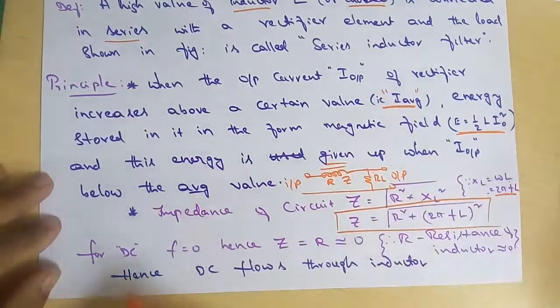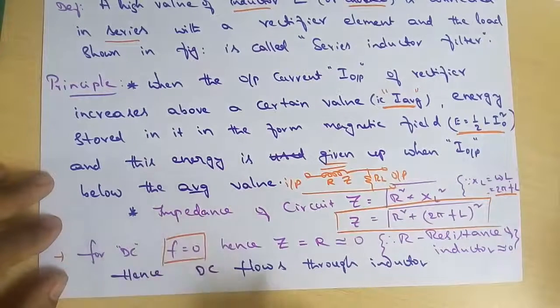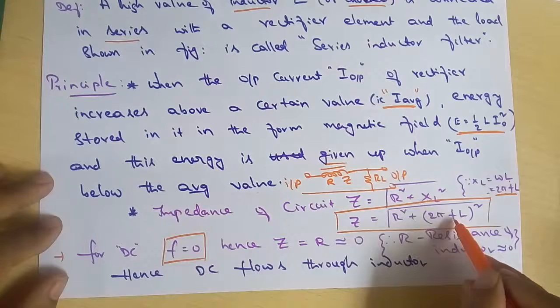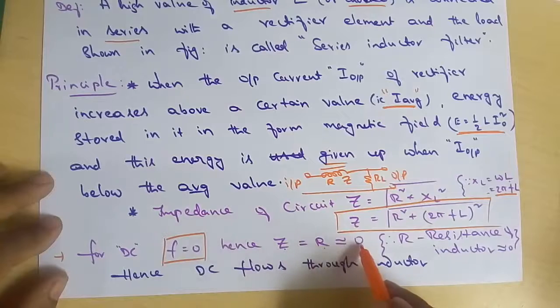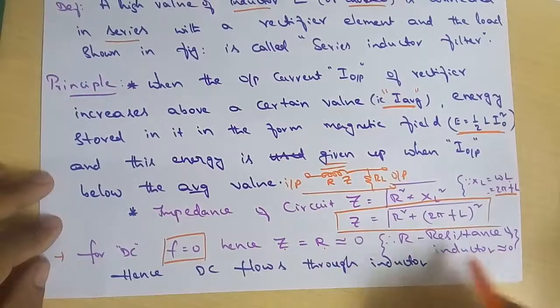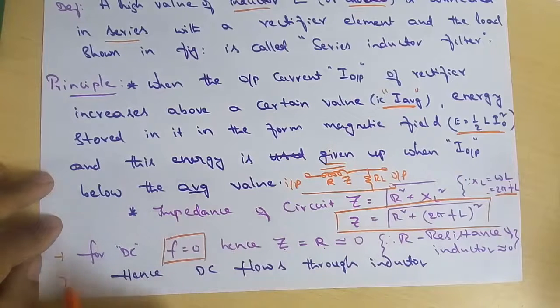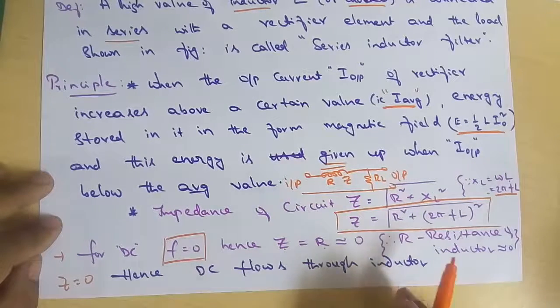Understanding? So now first we apply DC. What do we come to know? For DC, f is 0, no frequency. So R already 0 and f also 0 means Z is equal to R is equal to 0. Why? Because the resistance of the inducting coil or choke becomes 0. Due to that reason there is no impedance, so there is no opposing force for DC. Hence DC flows through the inductor very happily.